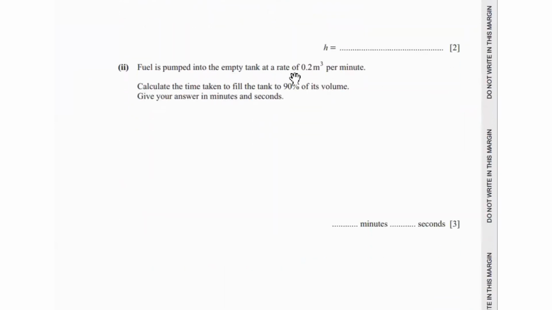Fuel is pumped into the empty tank at a rate of 0.2 meters cubed per minute. Calculate the time taken to fill the tank to 90% of its volume, giving your answer in minutes and seconds. So 0.2 meters cubed per minute is the rate at which the fuel is pumped. We need the time to fill the tank to 90% of its volume. We know the volume is 1.8 meters cubed for the cuboid. So 90% of 1.8 is going to give us 1.62 meters cubed. So they want us to find the time it takes to fill this much of the tank.